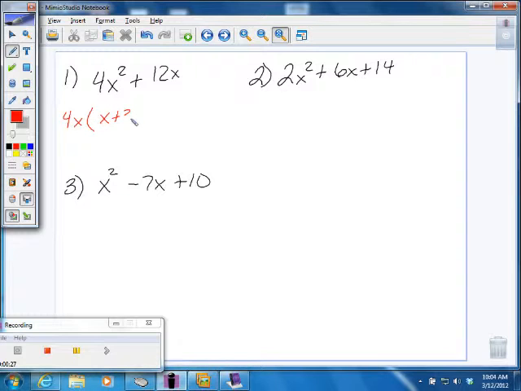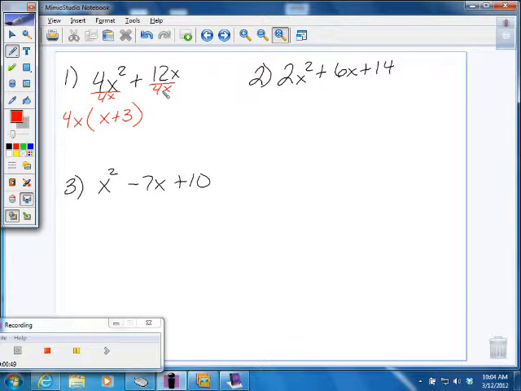X plus 3. And how did I get x plus 3? What did I end up doing? Yeah, what I'm doing is I'm dividing each one of these terms by my GCF, 4x. Okay? Also remember, if I multiply backwards, then I will get my original answer. All right, or distribute it.